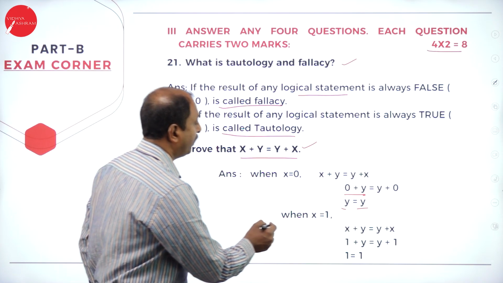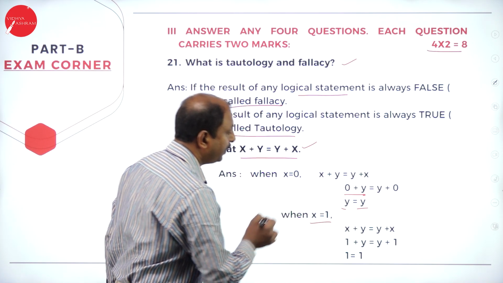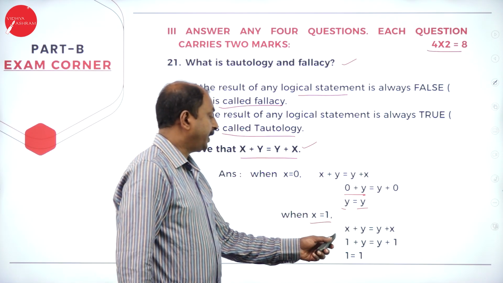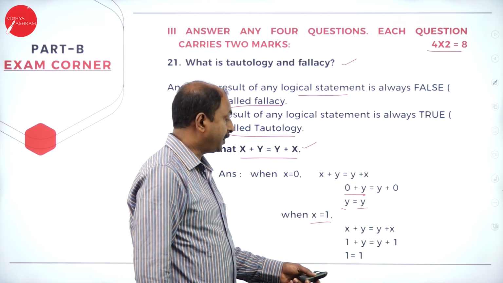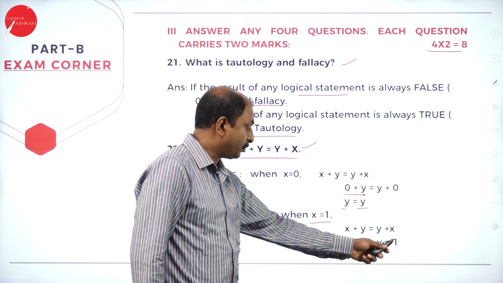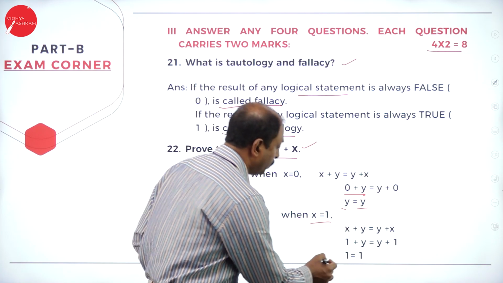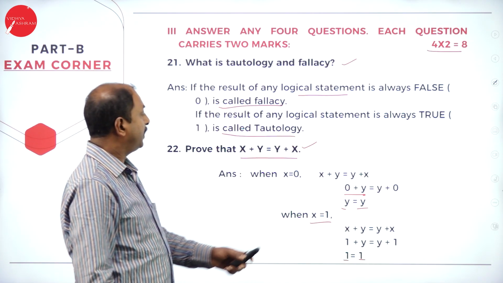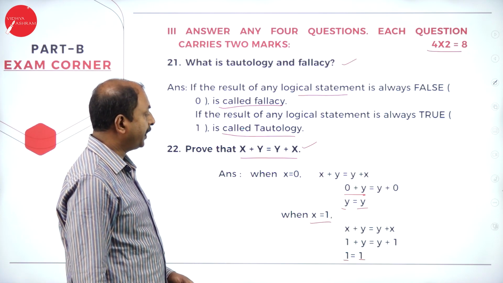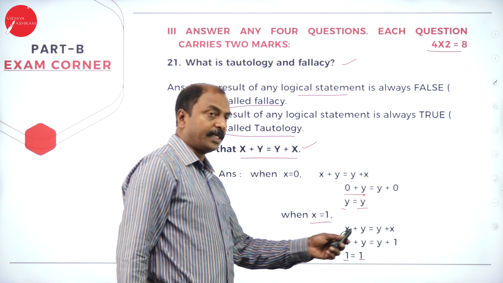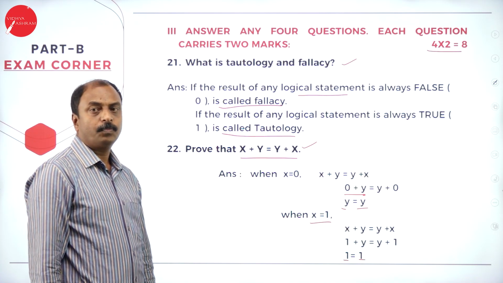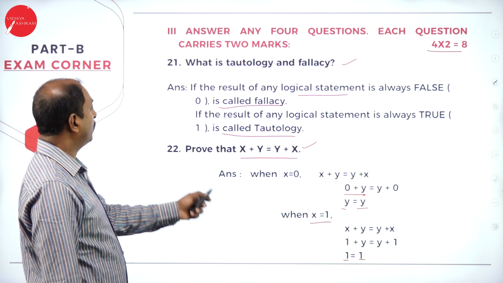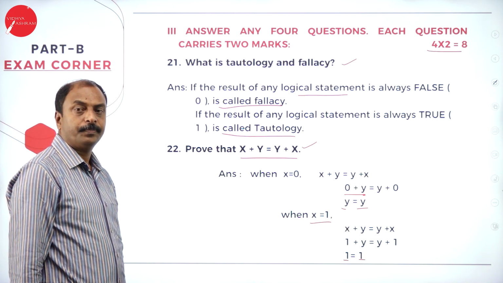Now again, when the value of x equals 1, assign the value 1 to the variable x. 1 plus y equals y plus 1, and 1 plus y equals 1 and y plus 1 equals 1 by the Boolean theorem. So accordingly, LHS equals RHS, hence the equation is proved. So this is the solution for question 22.